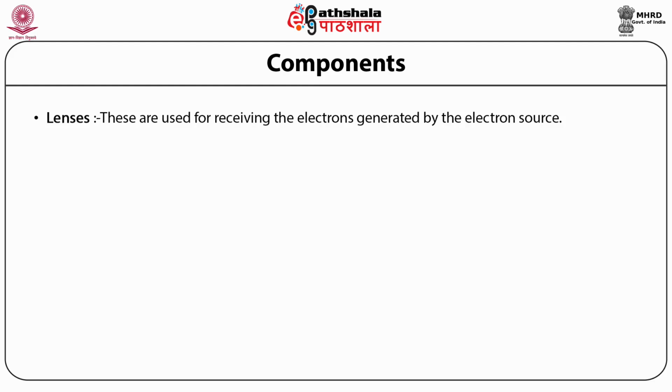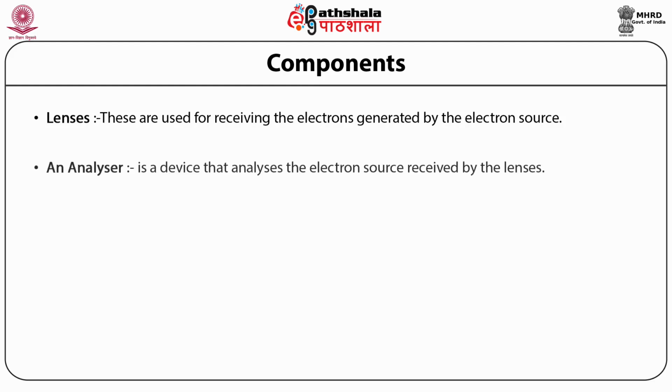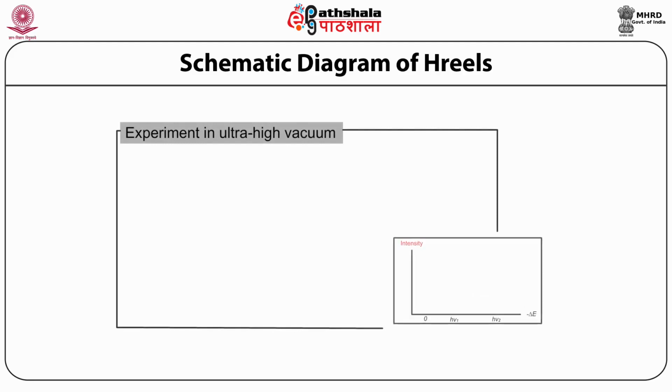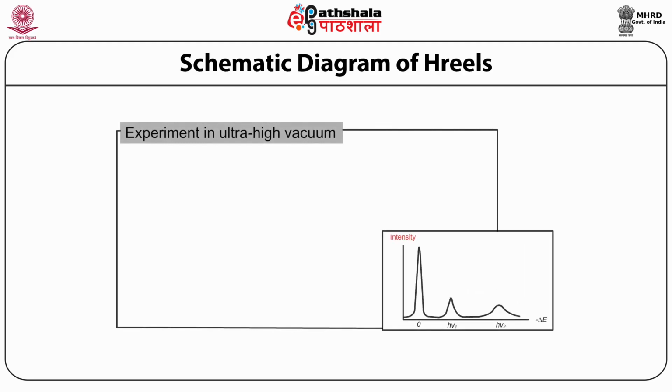Lenses are used for receiving the electrons generated by the electron source, and the analyzer is a device that analyzes the electrons received by the lenses. This slide gives the schematic diagram of HREELS spectroscopy.